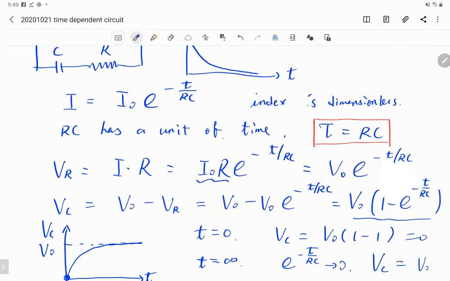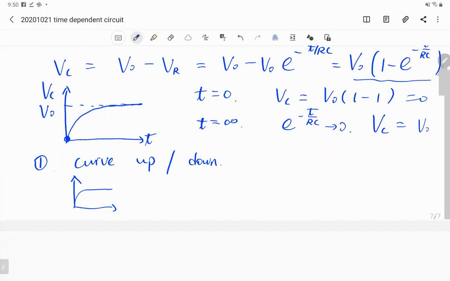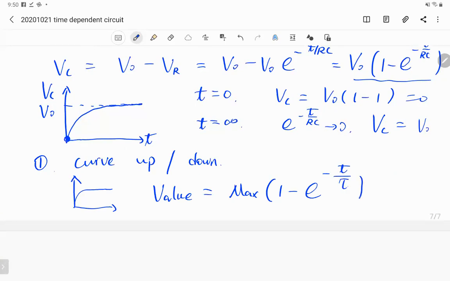I will tell you some trick to solve such problems, and this is my next step. We have a time-dependent circuit. To write down the expression, we have three steps. First, determine whether the curve goes up or goes down. If it goes up, then the expression will be value equal to maximum value times 1 minus exponential of time over a time constant.